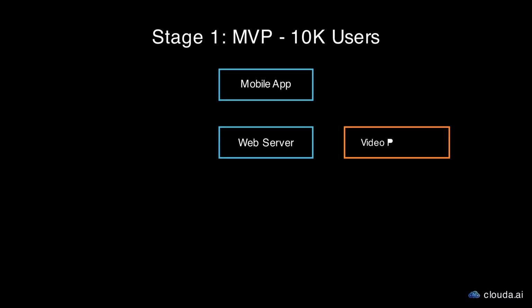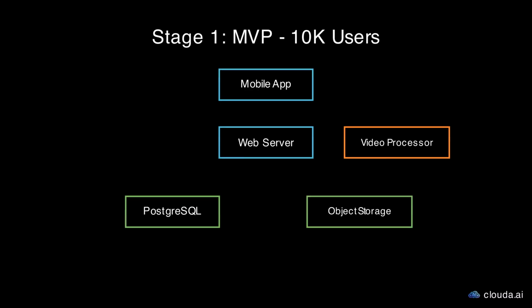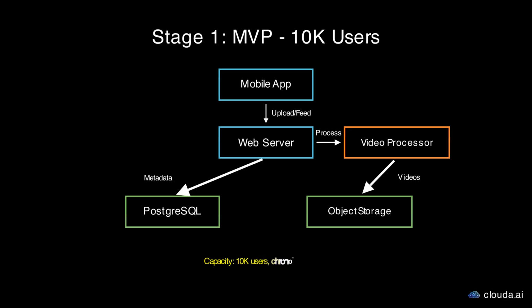We have a simple monolithic web server handling all requests from mobile apps. When users upload videos, the web server coordinates with a video processor to transcode videos into multiple formats and resolutions. The processed videos are stored in object storage like Amazon S3, while video metadata, user profiles, likes, and comments are stored in a PostgreSQL database. The feed is simply chronological, showing the latest videos from followed users.